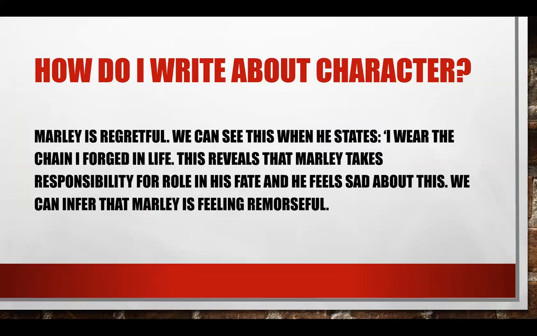So, how do we write about character? Marley is regretful. We can see this when he states, "I wear the chain I forged in life." This reveals that Marley takes responsibility for the role in his fate, and he feels sad about this. We can infer that Marley is feeling remorseful.